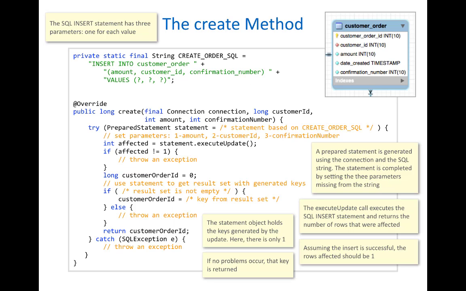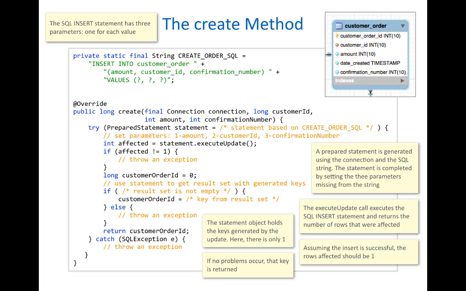Here's an outline of the create method for the customer order class. Notice that the SQL string has 3 parameters, 1 for each field value. The try with resources statement contains 1 resource, the prepared statement. The statement is initialized based on the SQL string. The 3 parameters need to be set before the statement can be executed. Instead of calling execute query, as in the find methods, here we call execute update. This handles SQL insert statements.